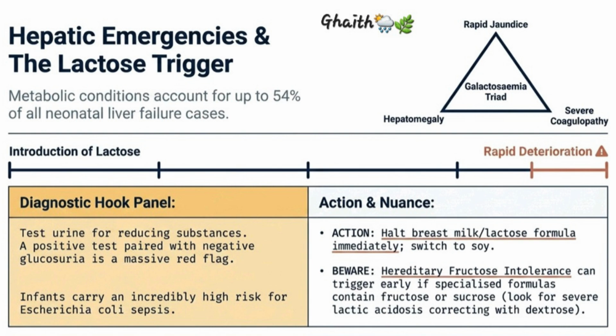For infants presenting with recurrent, acute episodes of liver dysfunction, severe lactic acidosis, and hypoglycemia that rapidly corrects with a simple dextrose infusion, consider hereditary fructose intolerance. Although this typically manifests later, be vigilant. Some specialized infant formulas contain fructose or sucrose, which can trigger an uncharacteristically early neonatal crisis.